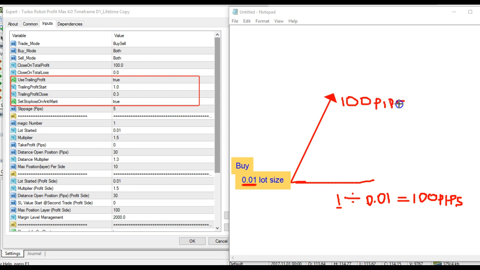Only the profit trailing will trigger to lock the profit of $1. So the moment it reverses back with only 0.3, which means your $1 USD, you minus out 0.3, so your profit left is 7 cents or $0.7.